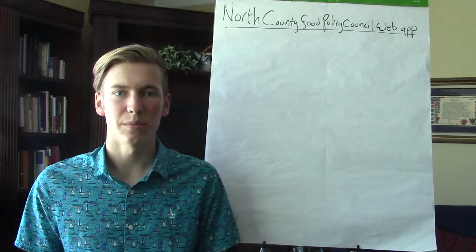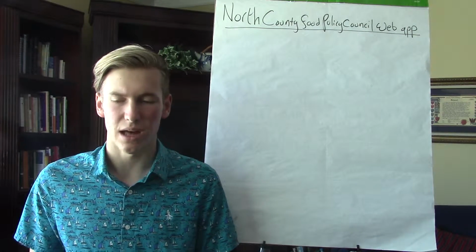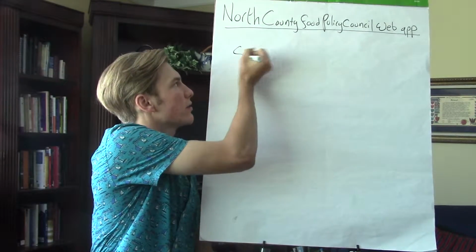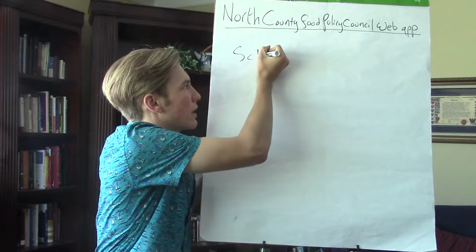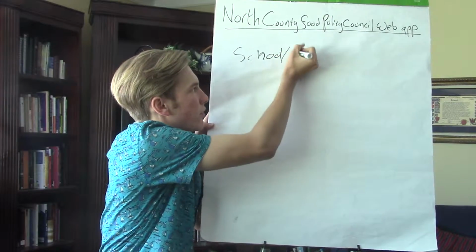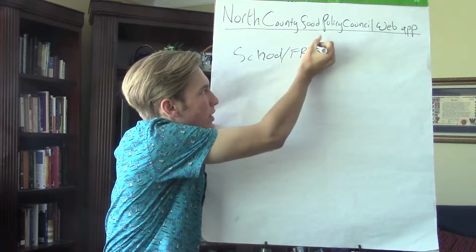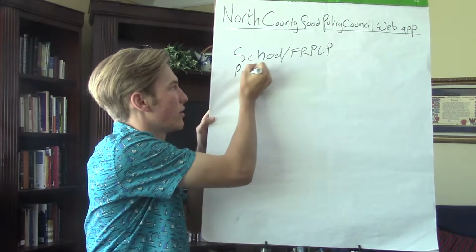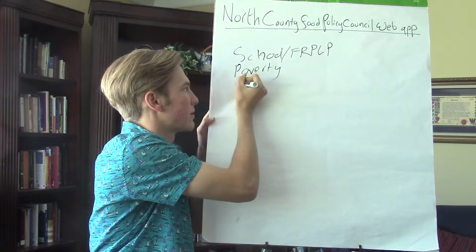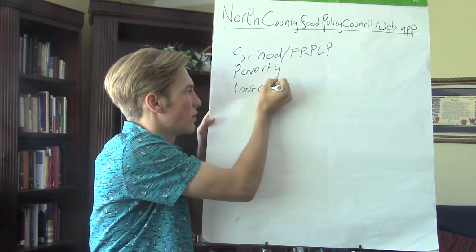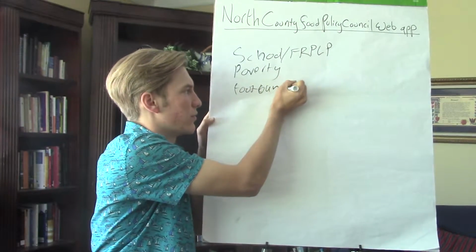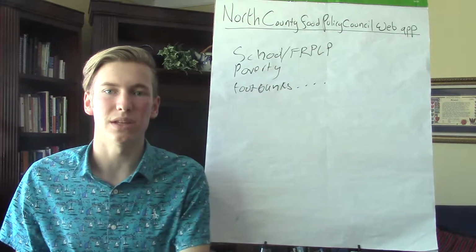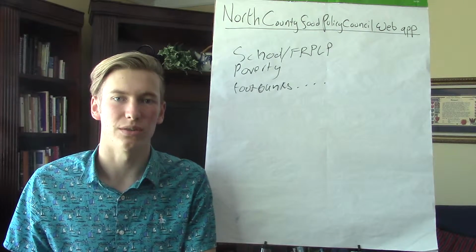So the map in general will be taking a lot of layers that they've already developed, like school layers that also involve the free reduced price lunch program, while also taking other layers like poverty, food banks, churches that also distribute food, and so on and so forth, and giving people the ability to look at the map in a more detailed way.